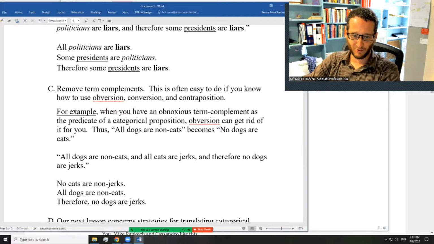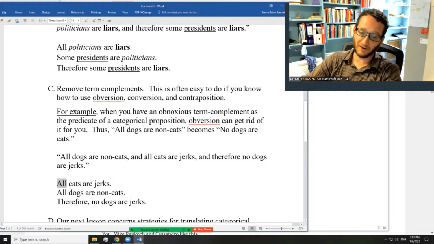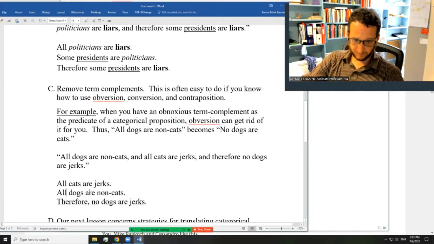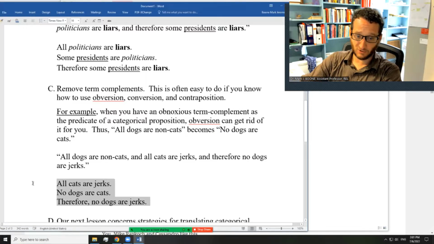Bad approach. Now we have 5 terms instead of just 4. So that's the wrong fix. Let's do obversion on the minor premise. All dogs are non-cats becomes no dogs are cats. And now our argument is in standard form. All cats are jerks, no dogs are cats, therefore no dogs are jerks.